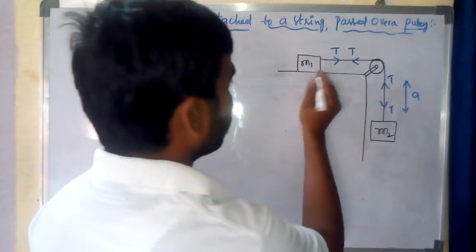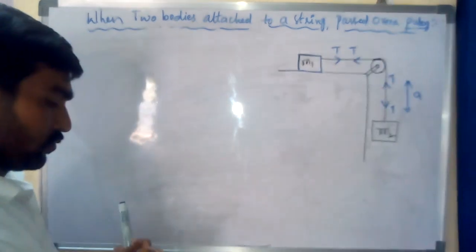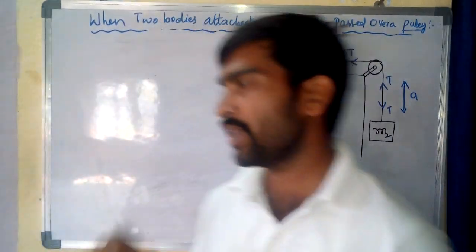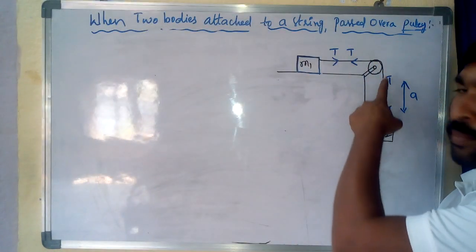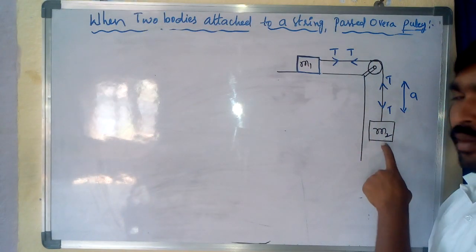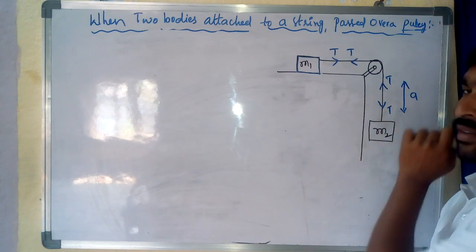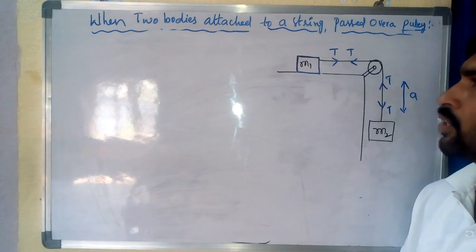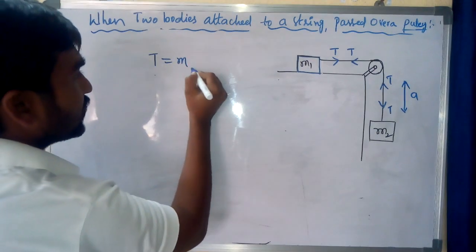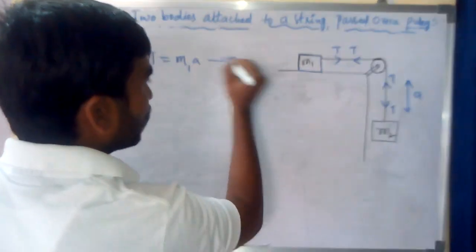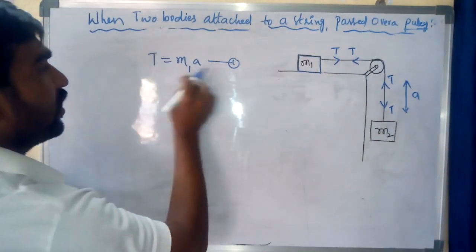I have kept m1 on a frictionless, smooth surface, on a table, and the string is passed over a pulley, and the second body I am attaching here is m2. The acceleration of m2 is A. So what is the tensional force? We already know T is equal to m1 A. This is equation number 1. The tension force of the first body is m1 A.